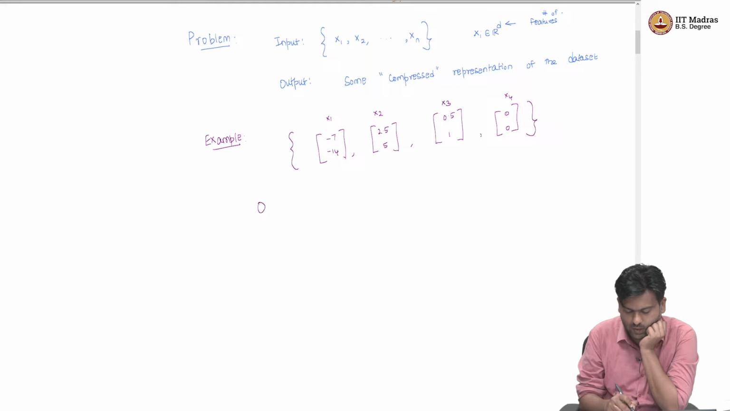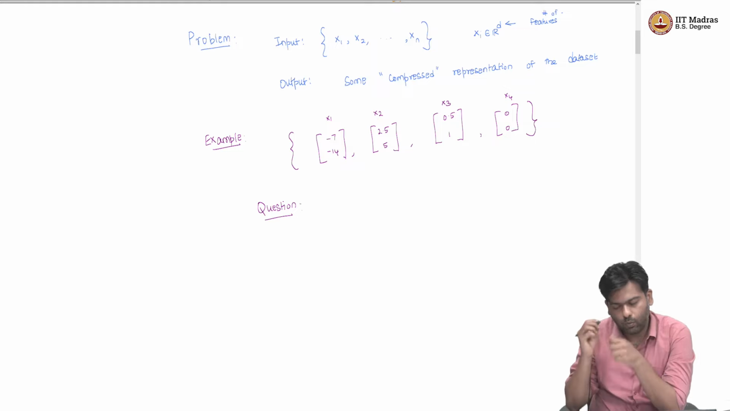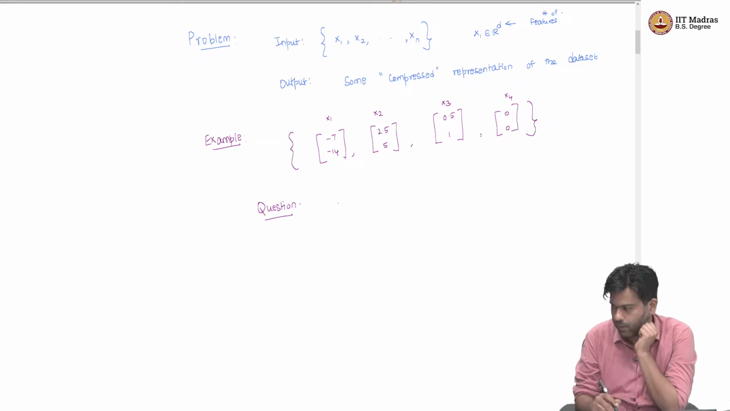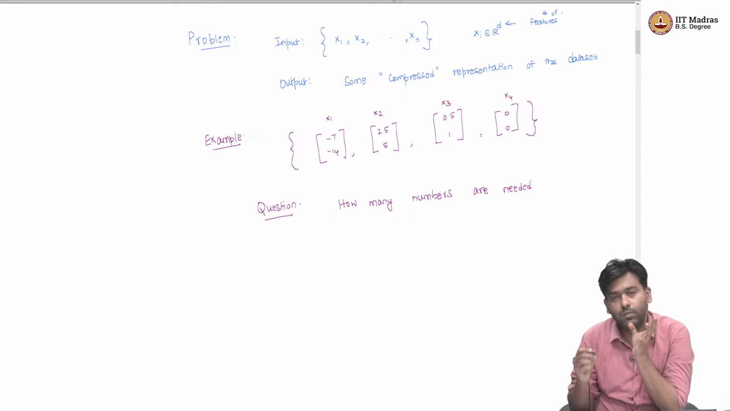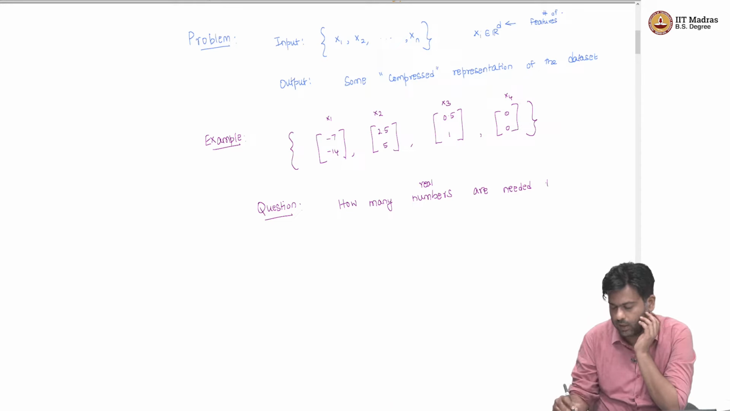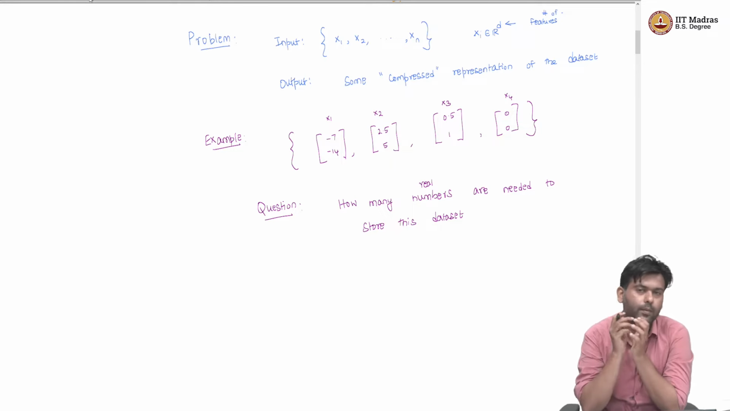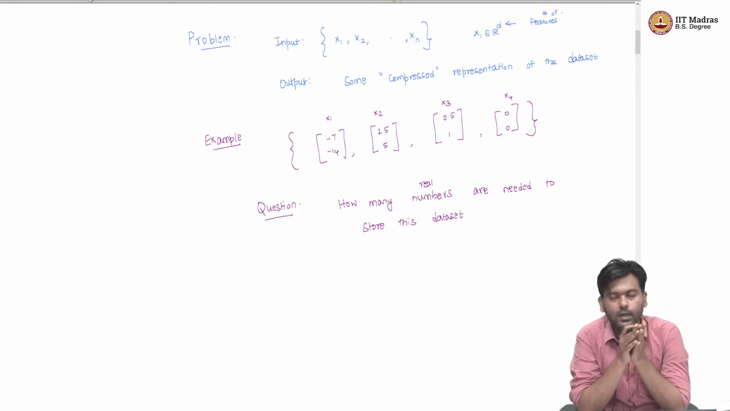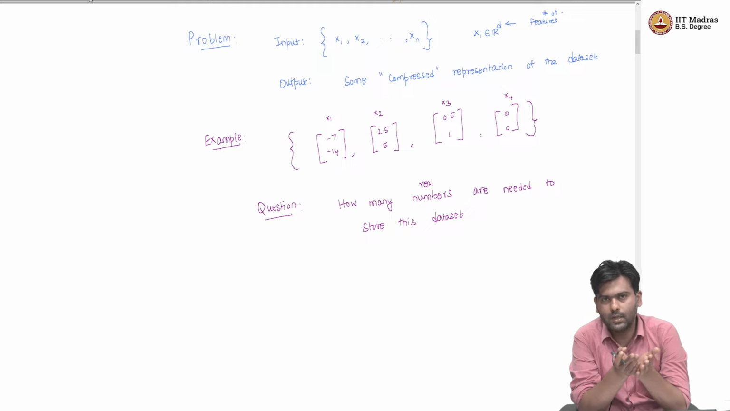Let us say you have these 4 data points. I am going to ask you a question, and then maybe you can pause and think about this question a bit, and we will talk about what is the answer. So, how many numbers are needed? When I say numbers, real numbers. So, how many real numbers are needed to store this data set, let us say on a computer? There are 4 data points, each data point has 2 coordinates. So, how many numbers do you think are needed to store this data set? Pause and think about this. I will tell you the answer.